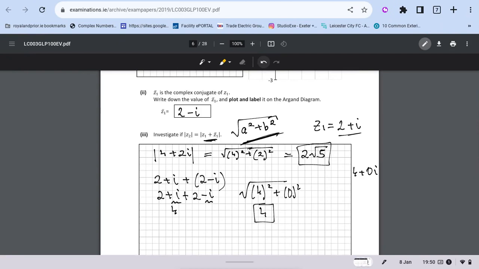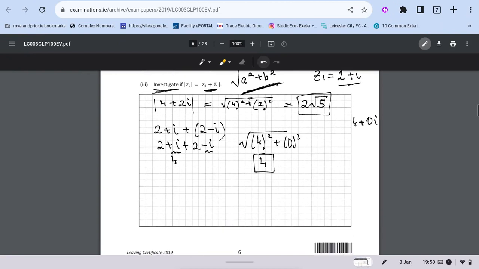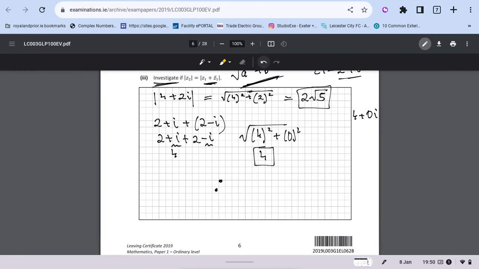So there's my two answers. It says investigate. It doesn't say show or prove that. So are they equal? No.